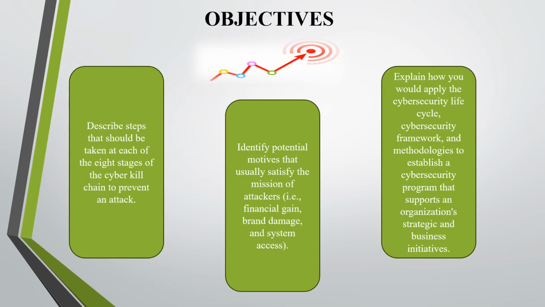The objectives for this assignment are: describe steps that should be taken at each level of the eight stages of the cyber kill chain to prevent an attack. Objective 2, identify potential motives that usually satisfy the mission of attackers, i.e., financial gain, brand damage, and system access. And objective number 3, explain how you would apply cybersecurity lifecycles, cybersecurity framework, and methodologies to establish a cybersecurity program that supports an organization's strategic and business initiatives.